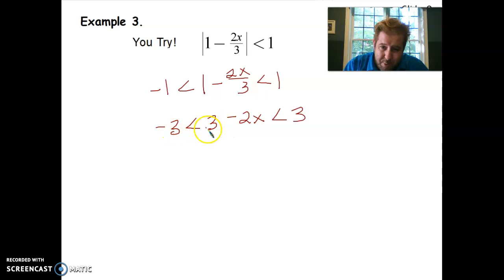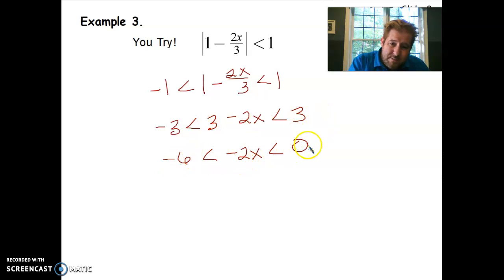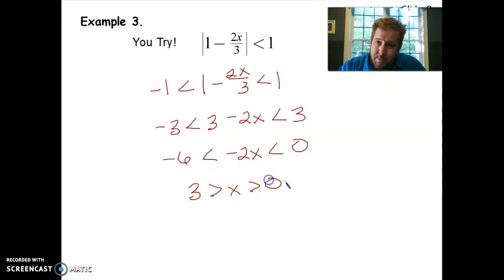Then subtract 3 from everything. So that gives me this. Once again, subtract 3 makes this 0. And then divide everything by negative 2. I'm kind of, once again, running out of time. So that makes this 3, flip the sign, and divide by negative 2, is still 0. And there's your answer. And yes, there are only 10 seconds left.